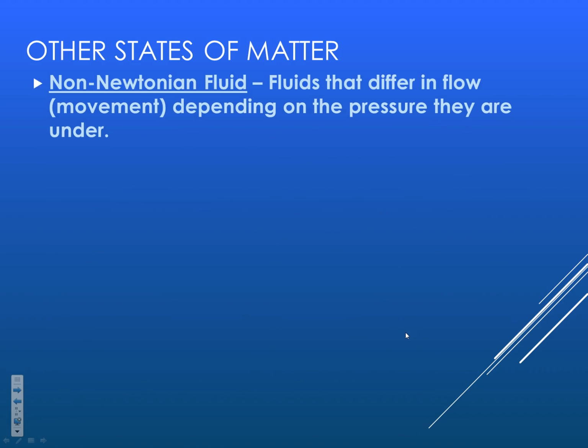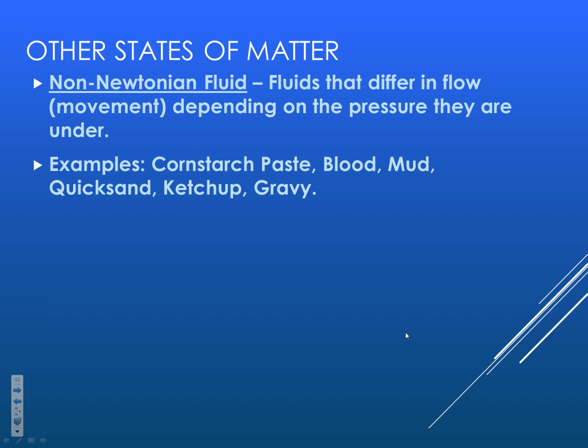The last one I'm going to show you here is non-Newtonian fluids. What they do is they differ in how they move depending on what pressure they're under, and there are a lot of different forms of them. Here first are some examples. Cornstarch paste is really cool. If you put it under pressure, it becomes more like a solid. Other things like ketchup, when you put it under pressure, it actually becomes more liquid-like.